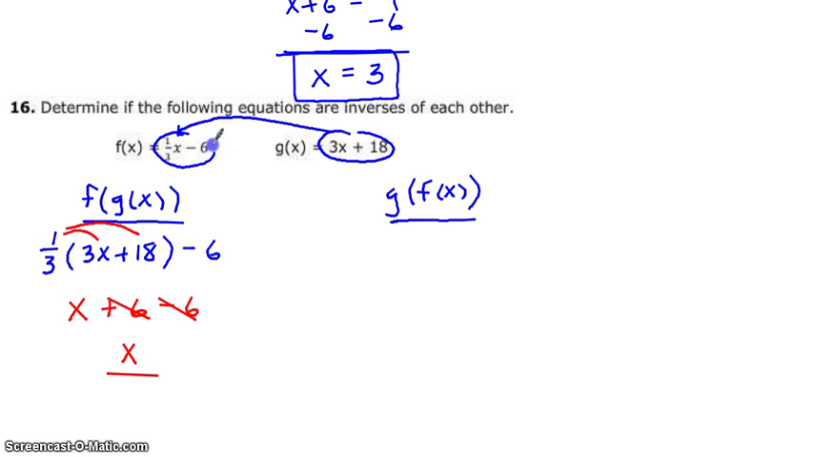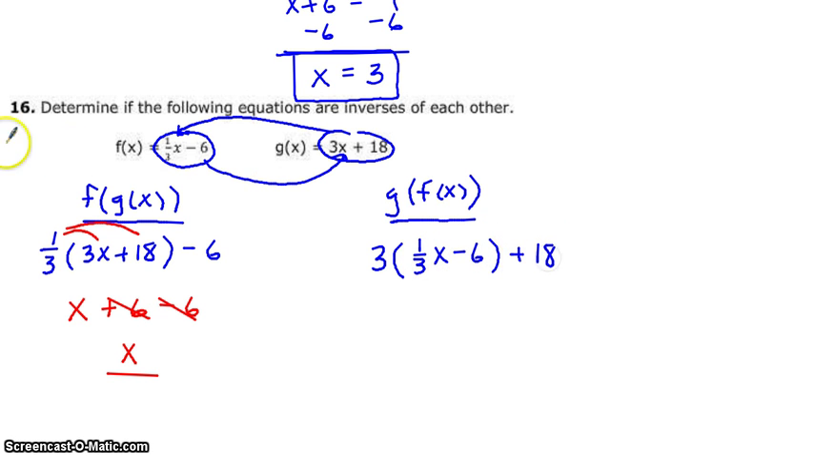Okay, so I'm going to take my f function and I'm going to plug it in for x in the g. So it'll look like this. 3 times 1/3 x minus 6 plus 18. Okay, distribute your 3. 3 times 1/3 cancels, just x. 3 times negative 6 is negative 18 plus 18. Those two cancel out, leaving you with just x. Since they both reduce down to just x, the answer is yes.